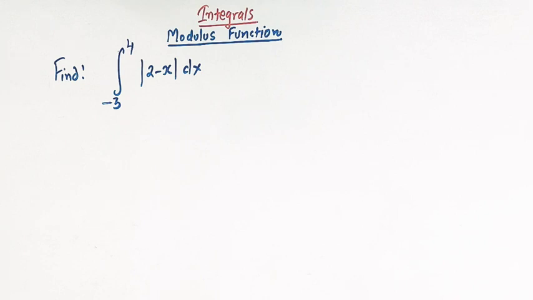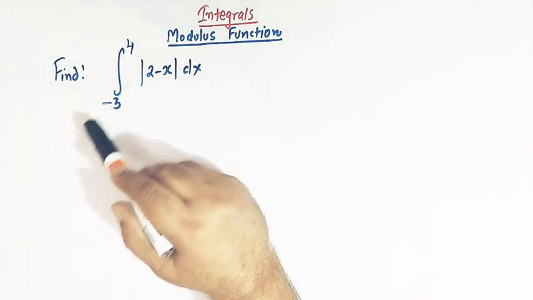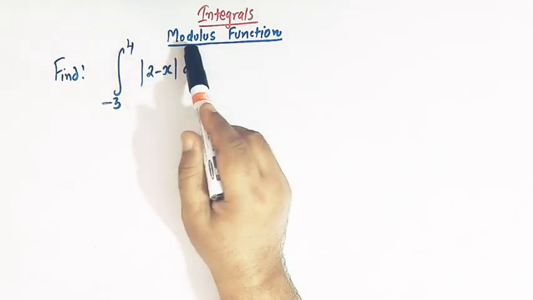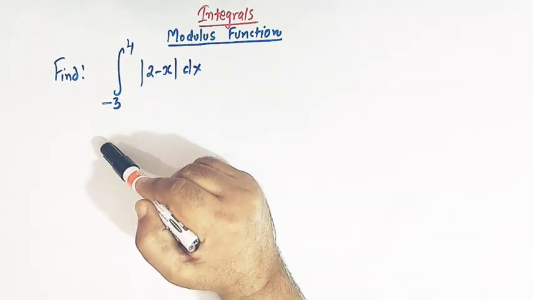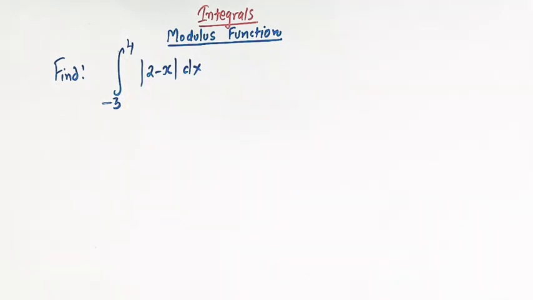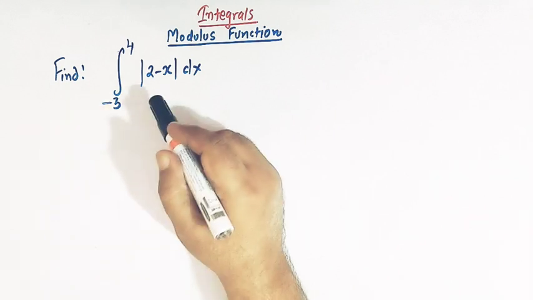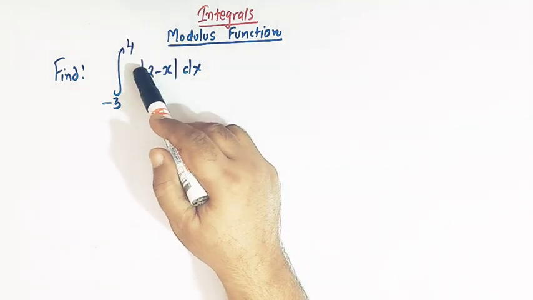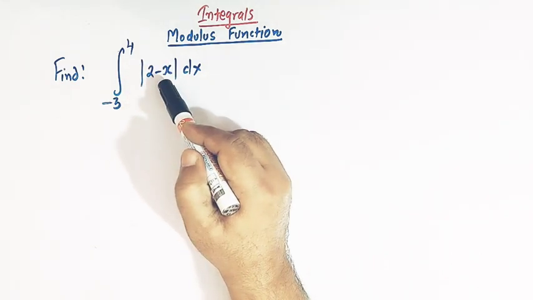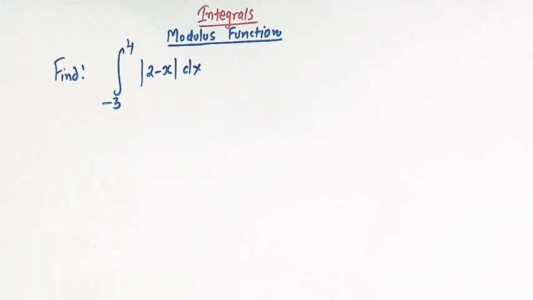So here we have to find this integral from -3 to 4, and the integrand is mod of 2 minus x, right? These problems are very important, and particularly this problem is very useful for the beginners, right? So let us start and see how the definition of mod function can be applied to this function, that is mod of 2 minus x, and how we can split this integral as a sum of two integrals, right? So let us start.